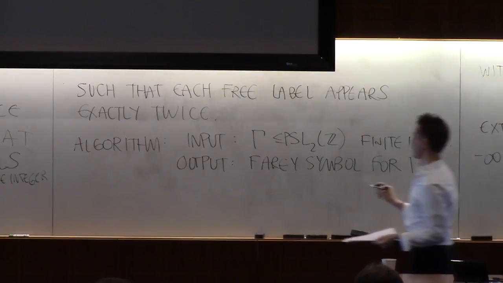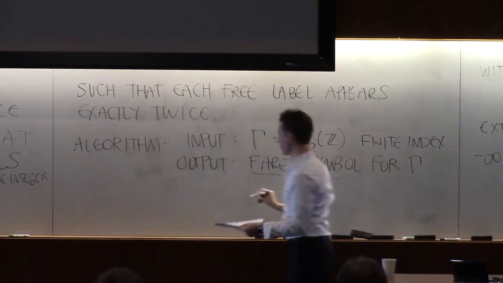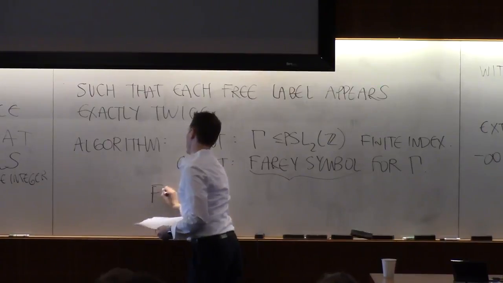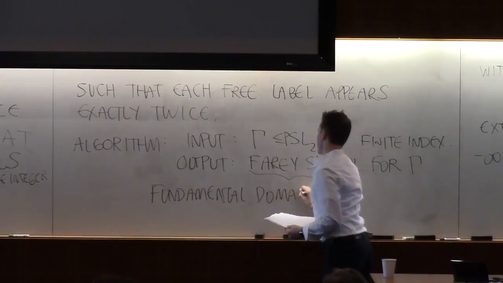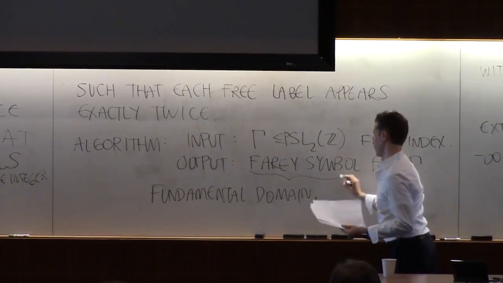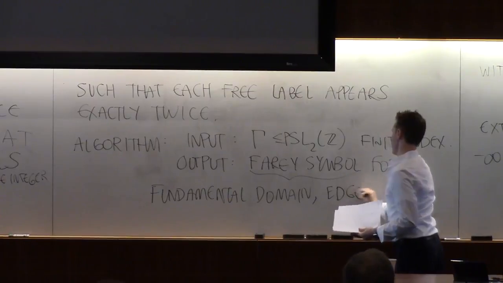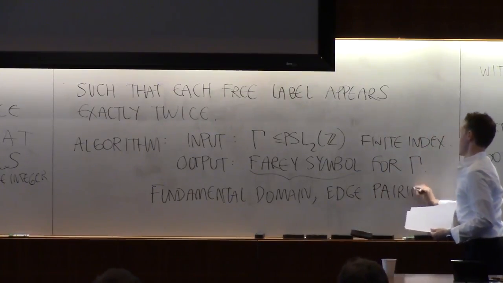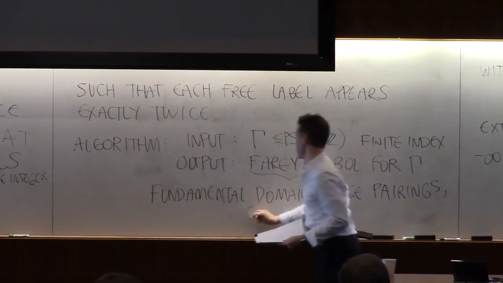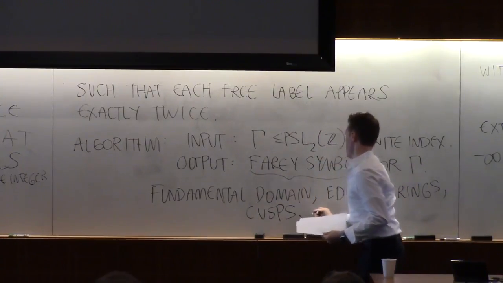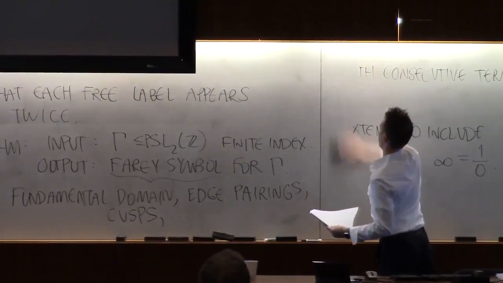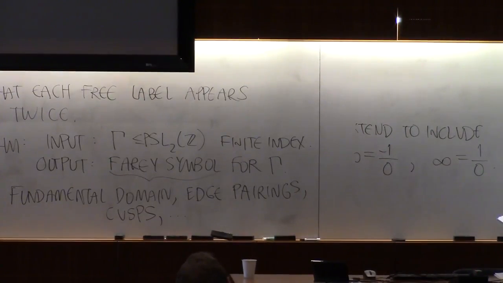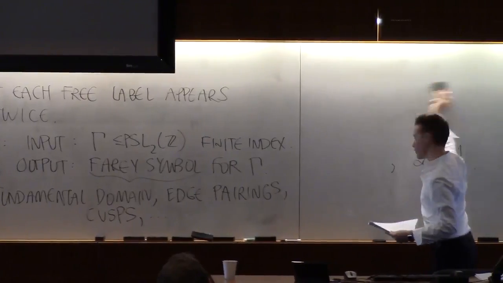Okay, and this Farey symbol gives us all of the things that we want. It gives us an encoding of the fundamental domain. It gives us labeling for the edge pairings, for the side pairings, and it tells us the cusps. It gives us a reduction algorithm. It gives us everything that we might hope for. So I have to explain this algorithm to you, and I will next time. I hope you can wait that long, if I've piqued your excitement to the maximum.